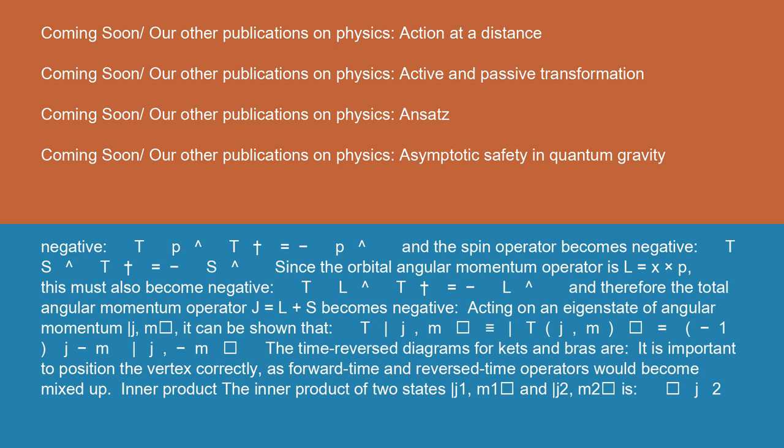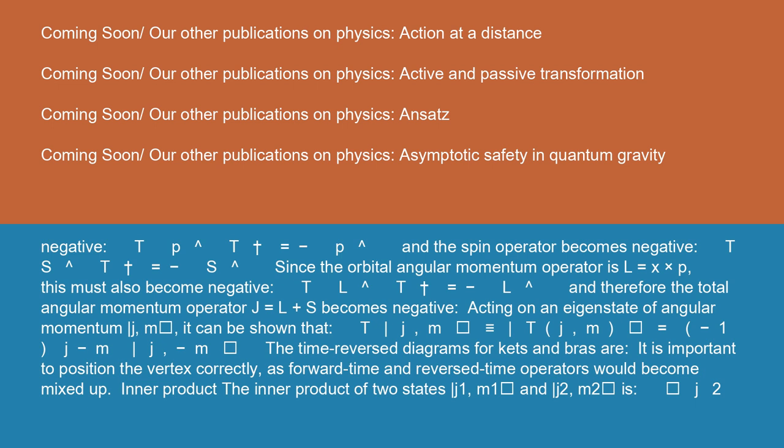T ŝ T† = -ŝ. Since the orbital angular momentum operator is L = x × p, this must also become negative, T L̂ T† = -L̂, and therefore the total angular momentum operator J = L + S becomes negative. Acting on an eigenstate of angular momentum |j,m>, it can be shown that T|j,m> = (-1)^(j-m)|j,-m>. The time reversed diagrams for kets and bras are shown. It is important to position the vertex correctly, as forward time and reverse time operators would become mixed up.